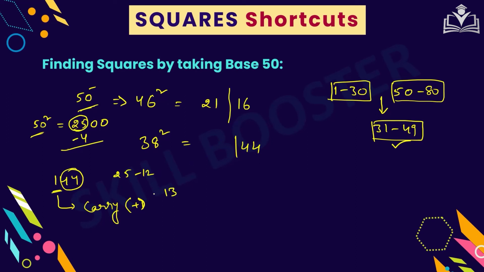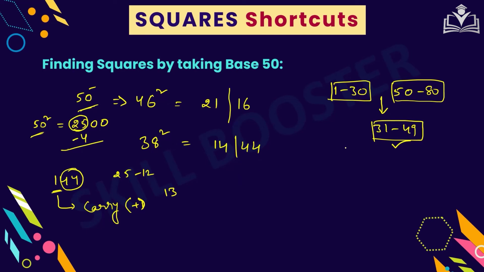Why? Because here you need to add this carry also. 13 plus 1 is equal to 14. So 38 square is equal to 1444. That is the square of 38.